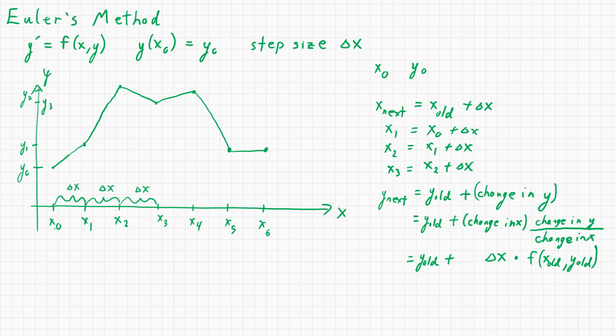x sub 0 to x sub 1, x sub 1 to x sub 2, x sub 2 to x sub 3. Each of those times, we just follow the slope line until we get to the next x. This line is longer, but the distance between this dot and this dot is the same horizontally.